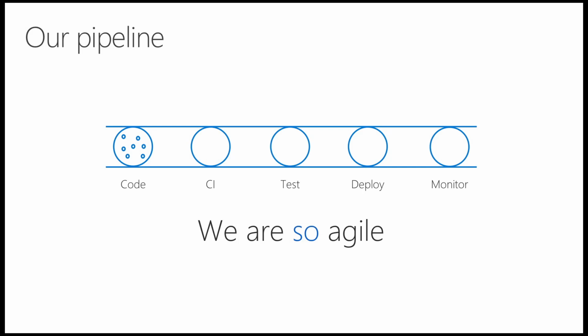However, this pipeline wasn't agile across the board. We were very agile with the way we coded, but that didn't necessarily mean that we were speedy across the rest of what we did. The rest of our pipeline was actually very slow.